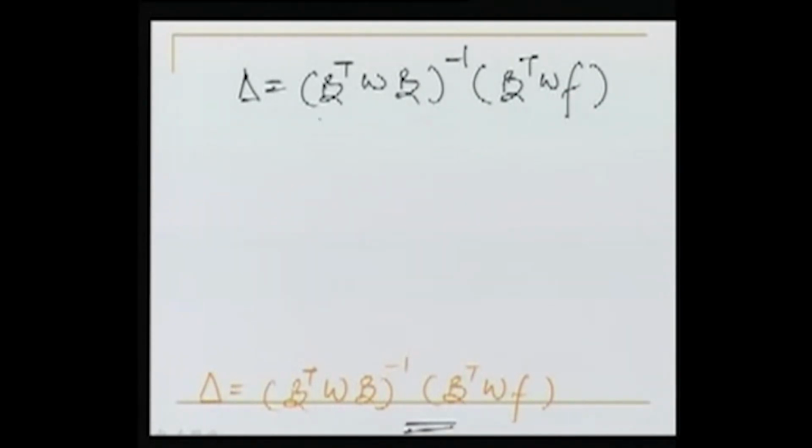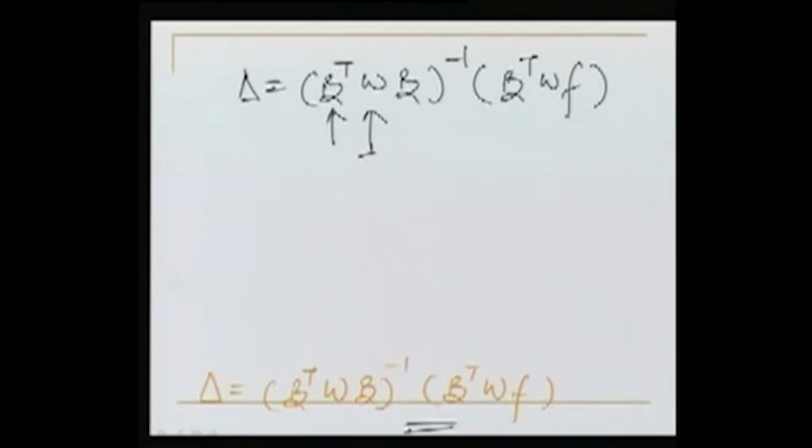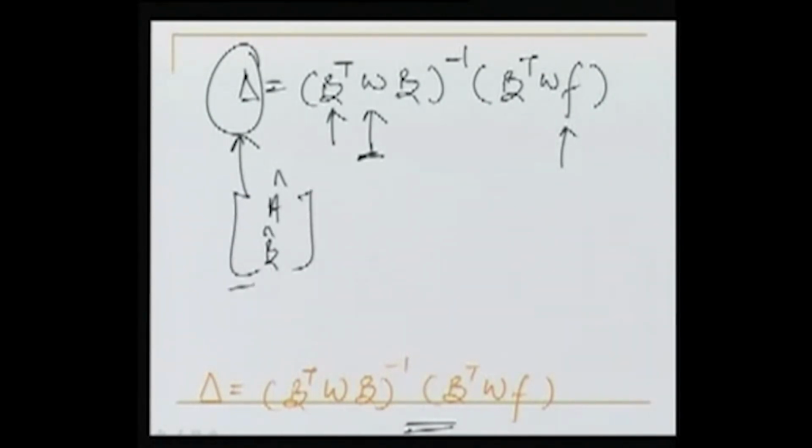That's the solution, because right now we know B, and W. About the observations, in this case we had 3 observations, A, B and C. Do we know anything of the weights of these observations? If we know the weights, this is the weight matrix, and F is also known. So from here we get the least squares solution, so A hat and B hat will both be known to us, and these are the desired quantities.